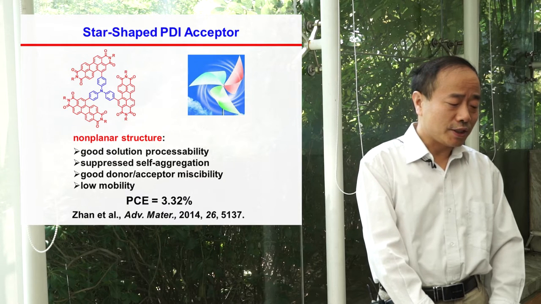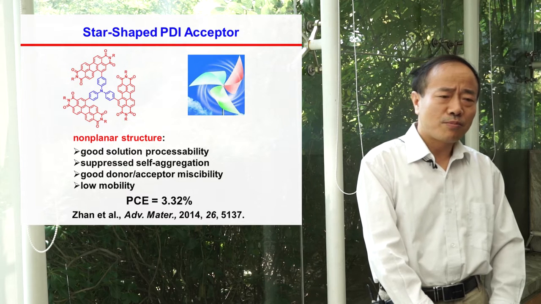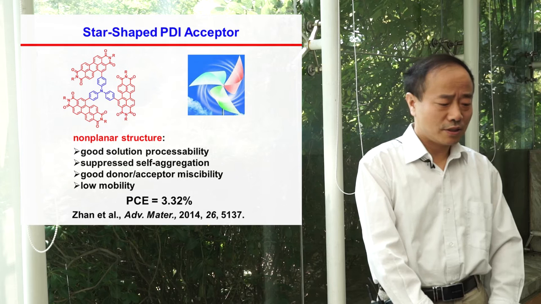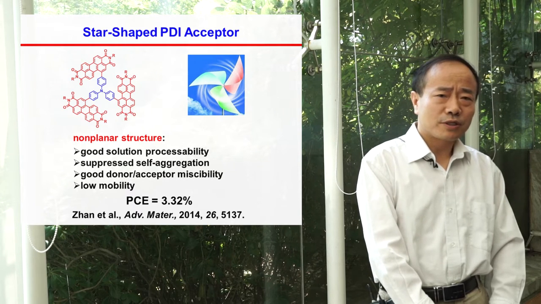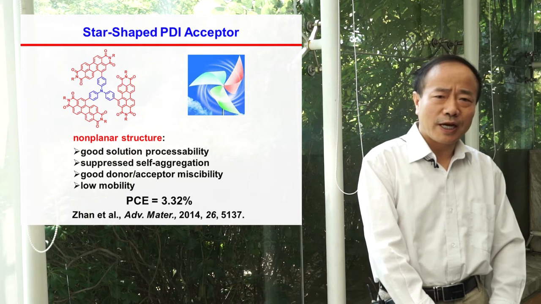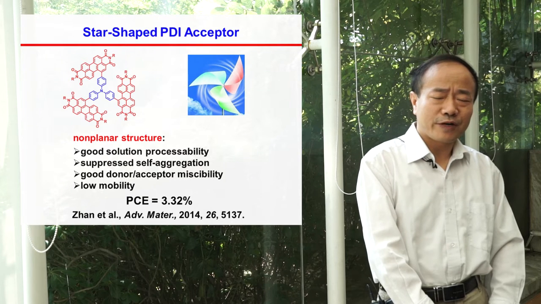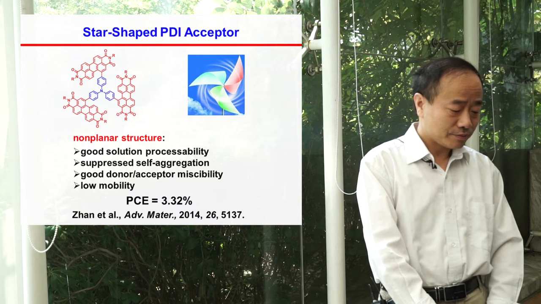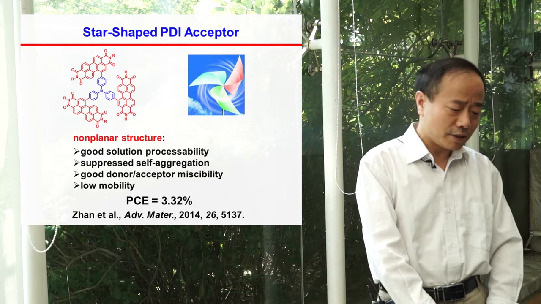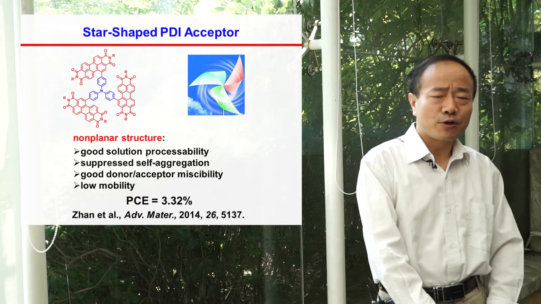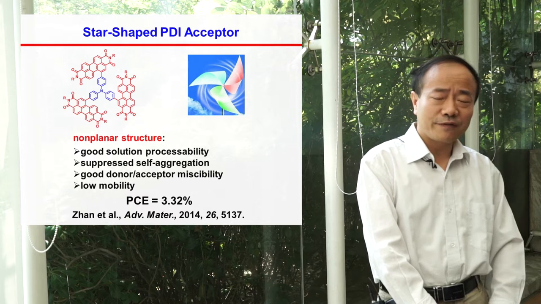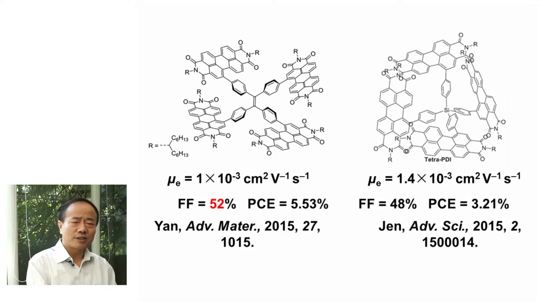Another story from my group is star-shaped PDI oligomer molecules. As we know, polymers have distributed molecular weight, are not easy to purify, and have batch-to-batch variation. While oligomer molecules have definite molecular weight and defined molecular structure, are easy to purify, and batch-to-batch variation is very, very small. Our star-shaped molecules have good solution processability, can suppress self-aggregation, and promote donor-acceptor miscibility. We got efficiency around 3.3%. However, these molecules have weak intermolecular interaction and lower electron mobility, leading to lower fill factor and lower efficiency.